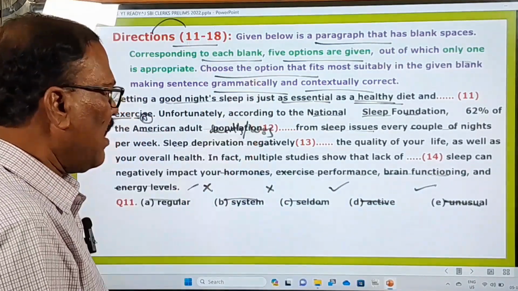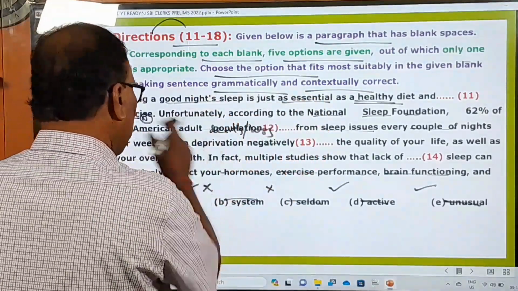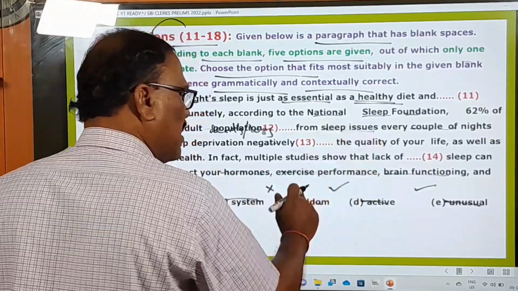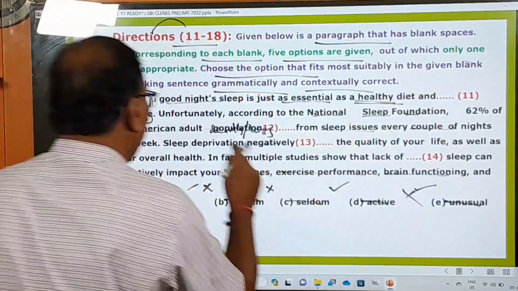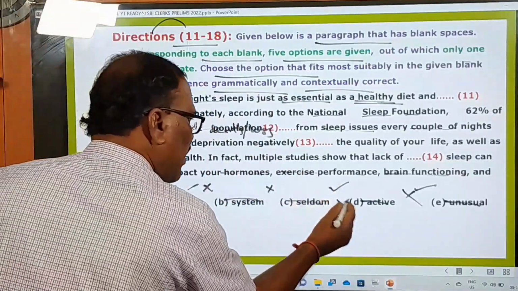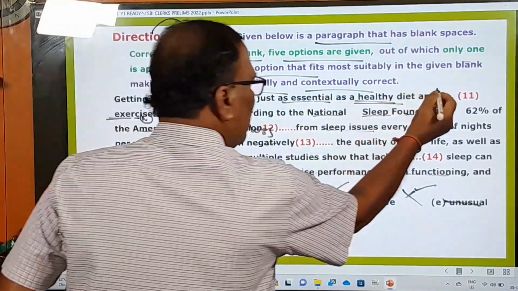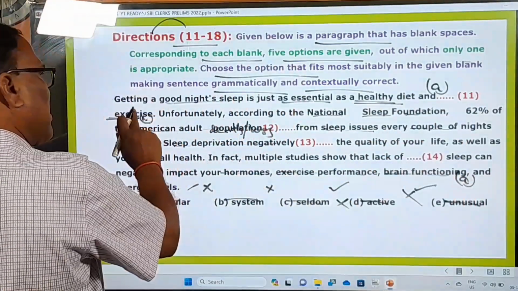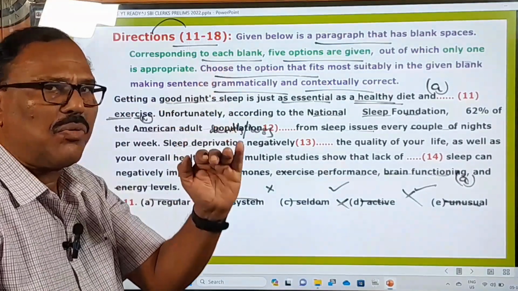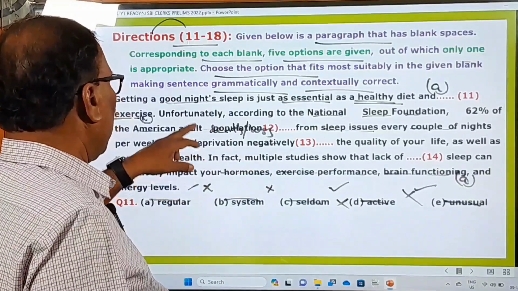Now let us try this. And dash exercise: will you say regular exercise, active exercise, or unusual exercise? Unusual exercise cannot be there, so it is dropped, and active exercise cannot be there, so it is dropped. Regular exercise fits, so A is the answer. You have to answer the questions in a logical manner. And now you go to the next blank.